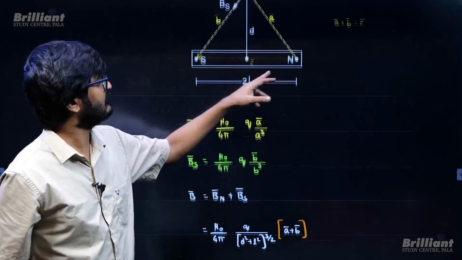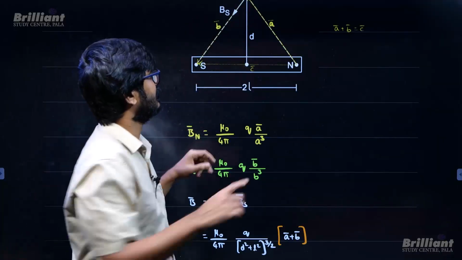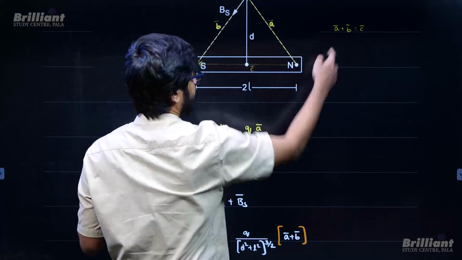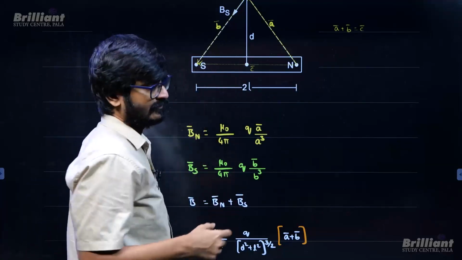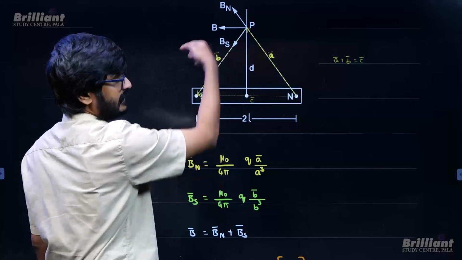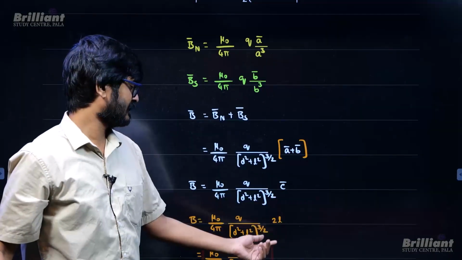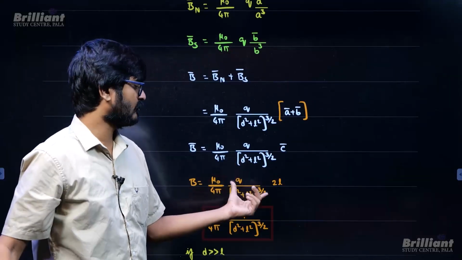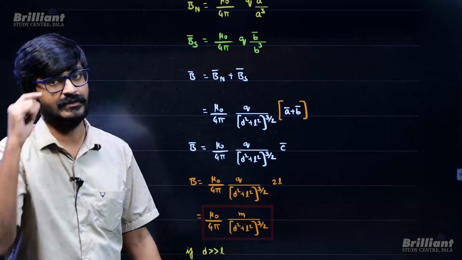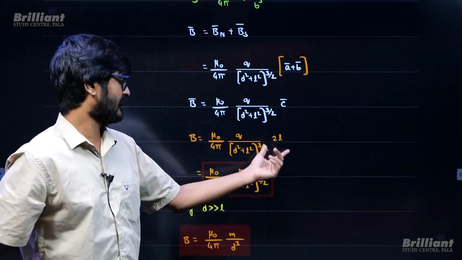But what is a bar plus b bar from this figure? This is a bar, this is b bar. So if I call this c bar, then a bar plus b bar is c bar. So it is in this direction. Anyway, we know the direction. The direction will be anti-parallel to the dipole moment direction, right? So that is c bar. c bar is nothing but 2L magnitude wise. We are bothered about magnitude only because direction wise we know it will be in the opposite direction of the dipole moment. So we substituted 2L.